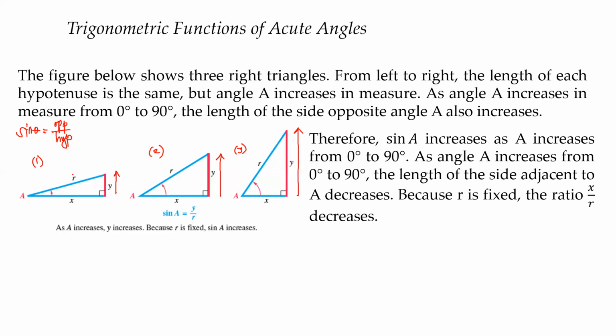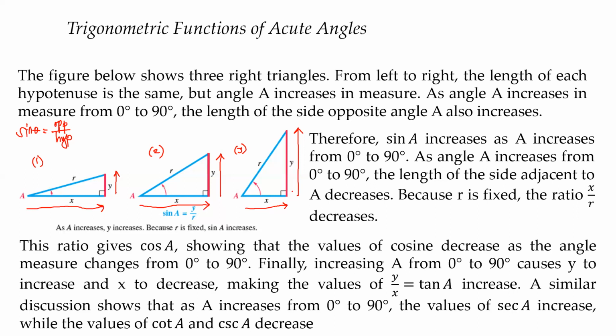Next, as angle A increases from 0 to 90 degrees, the length of the side adjacent to A decreases. So, balik ta dire. From here to here, ingani niya kataas. Pero, dire, medyo gamay na lang. And then, gamay na lang jud. Because R is fixed, the ratio of X over R decreases. This also gives us that as we increase our angle from 0 to 90 degrees, our cosine value decreases.